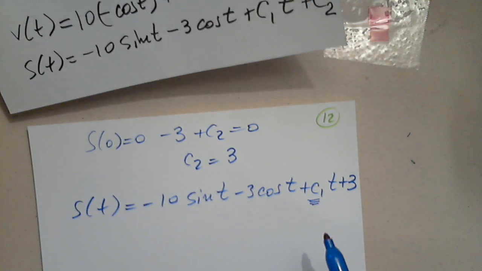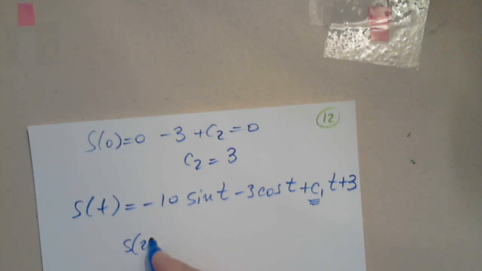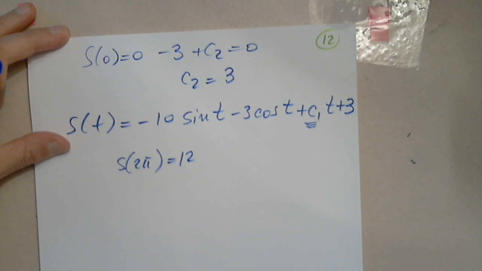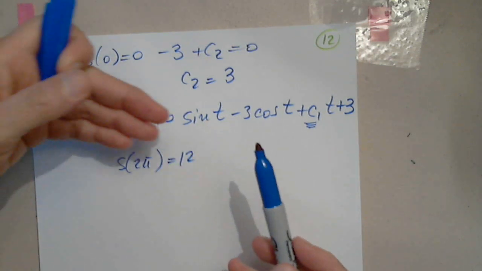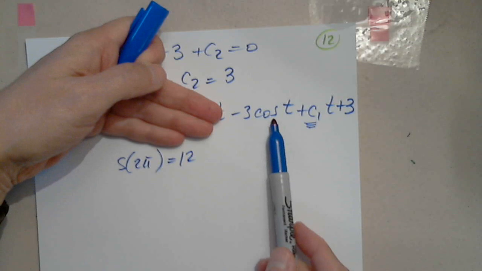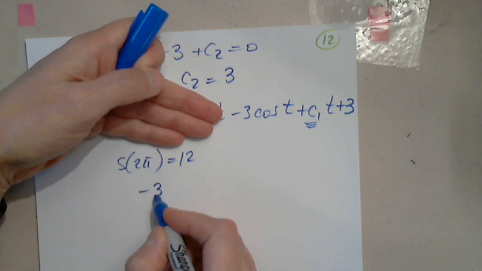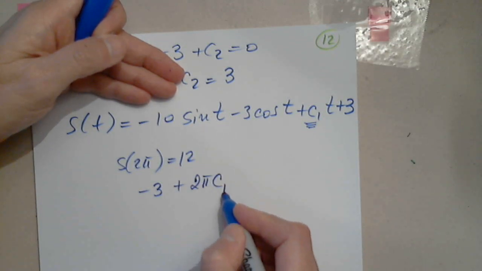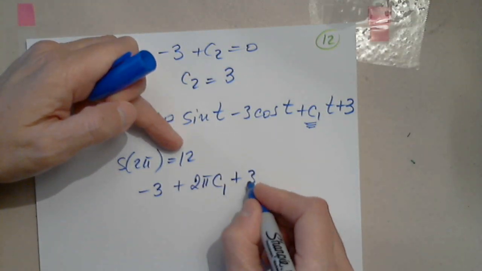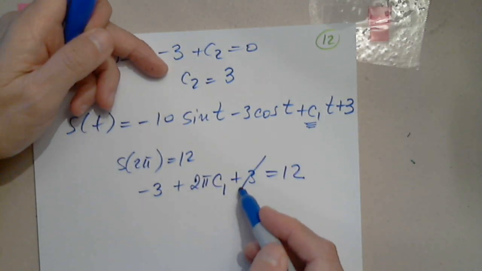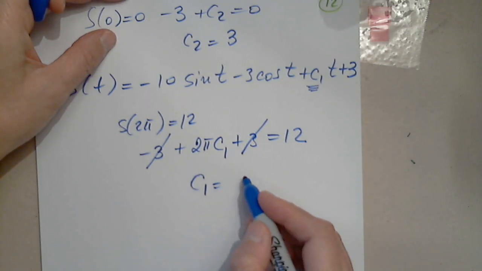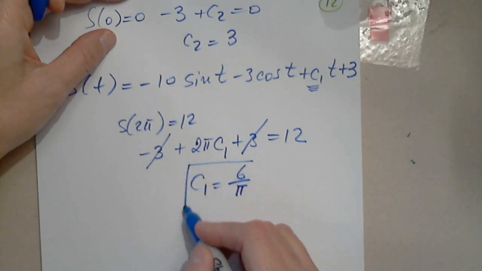Now I need to determine C1, and I'm given an extra condition. S of 2 pi equals 12. So then when I plug in 2 pi in here, this is still 0. When I plug in 2 pi, this is 1 times negative 3. When I plug in 2 pi here, I have plus 2 pi C1 plus 3 equals 12. These two go away. So then C1 equals 12 over 2 pi, or 6 over pi.